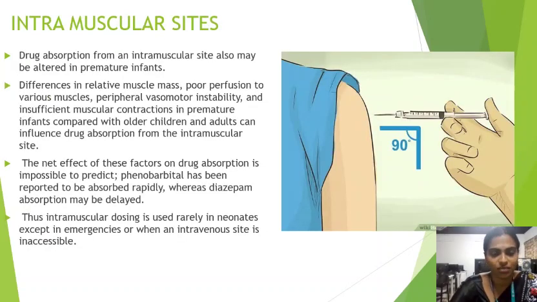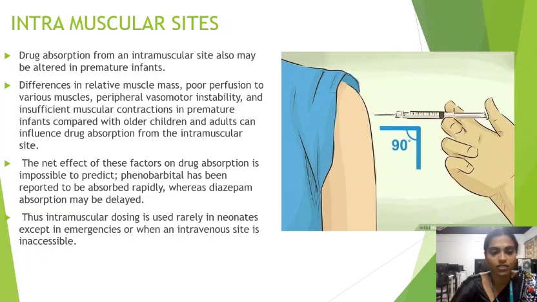Then it comes to the intramuscular sites. As we have seen in the picture, an intramuscular site at a 90-degree angle, giving one dose to the patient. Let's go through this slide. First, drug absorption from an intramuscular site may also be altered in premature infants. Differences in relative muscle mass, poor perfusion to various muscles, peripheral vasomotor instability, and insufficient muscular contractions in premature infants compared with older children and adults can influence drug absorption from the intramuscular site.